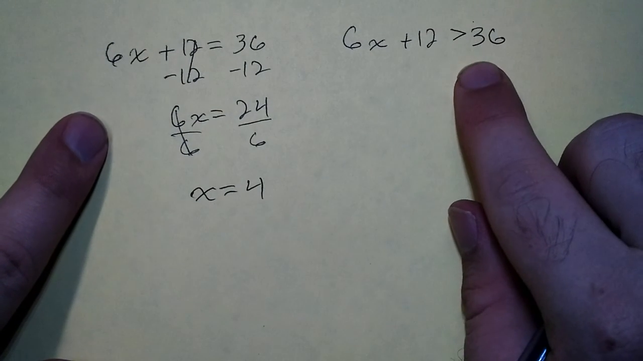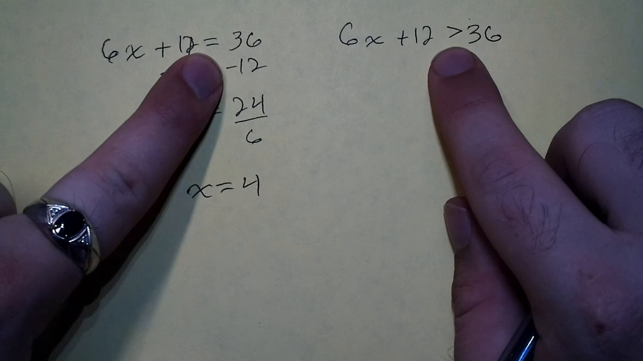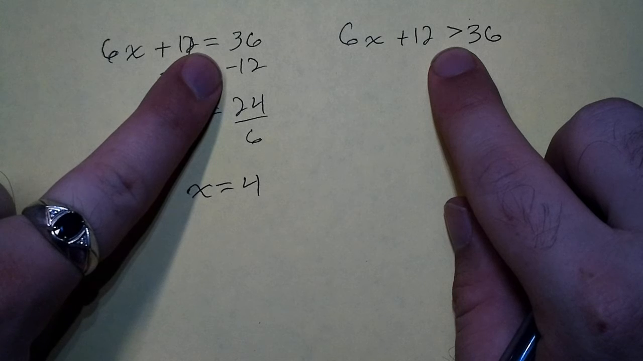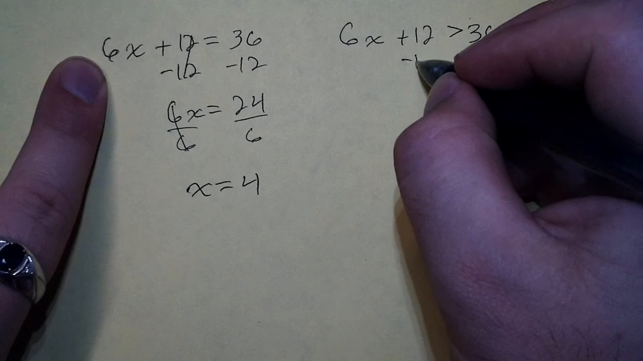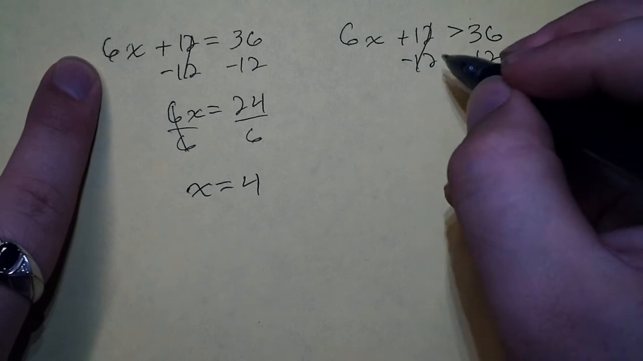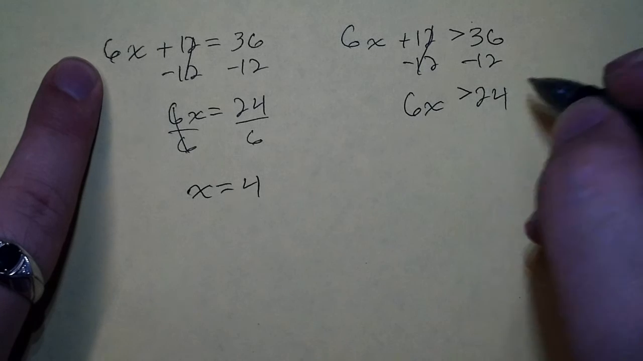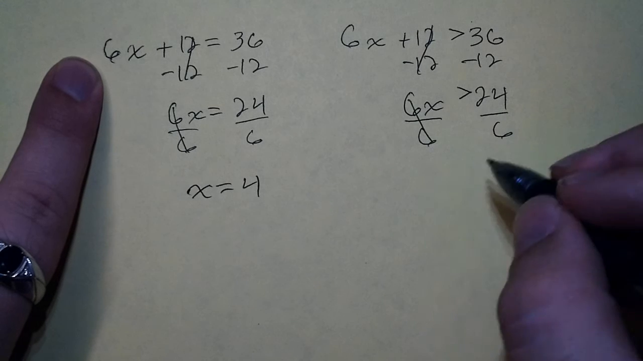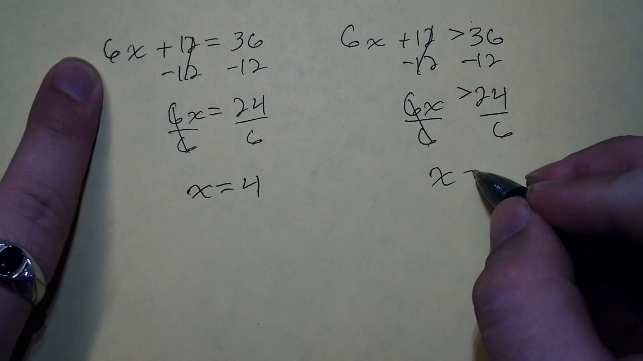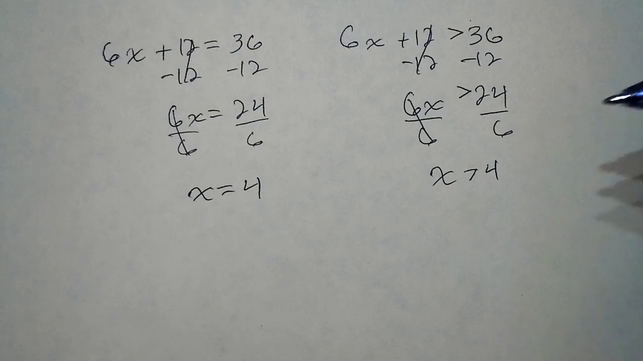Now, this inequality over here, the only difference between these two is that this has an equal sign and this has a greater than sign. You're actually going to solve it the same way. First, move your number to the other side. And then divide by our number with our variable. So over here we've got x equal to 4. Over here we have x is greater than 4.